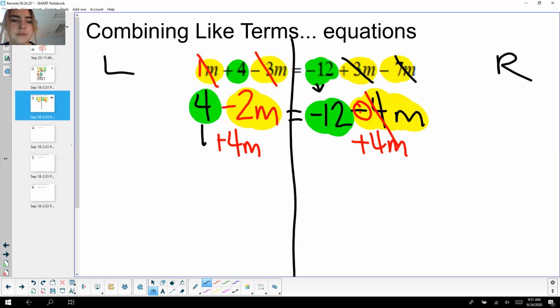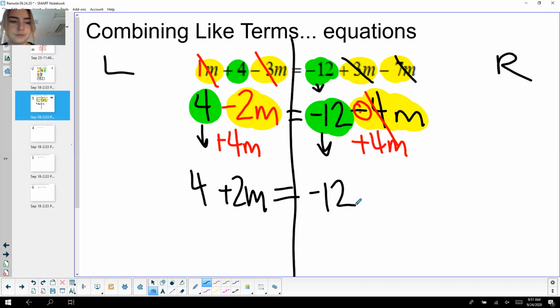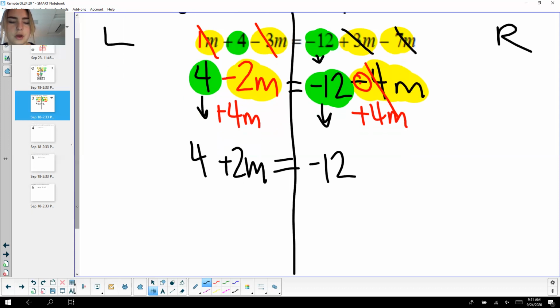All right, I'm going to bring down my constant. I've got 4, and then I've got negative 2m plus 4m. On my calculator, if I type in negative 2 plus 4, it gives me positive 2. So I've got positive 2m equals, and then I'm going to bring down this constant as well. All right, I'm going to pick up my highlighter again, and I'm going to highlight my variable terms. I'm going to highlight my constant terms.